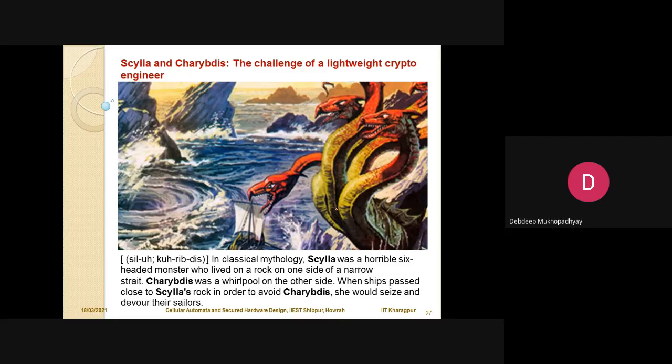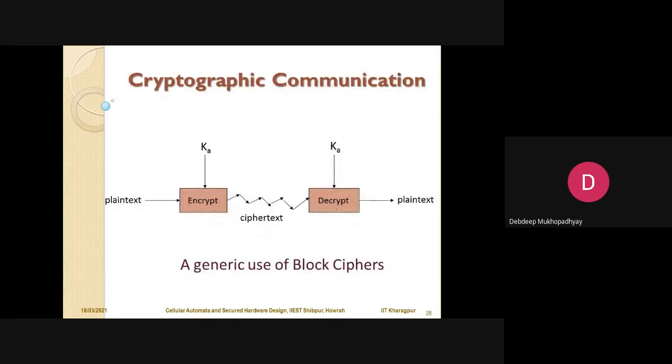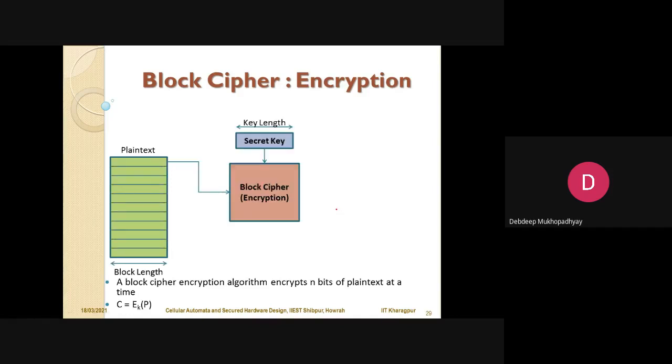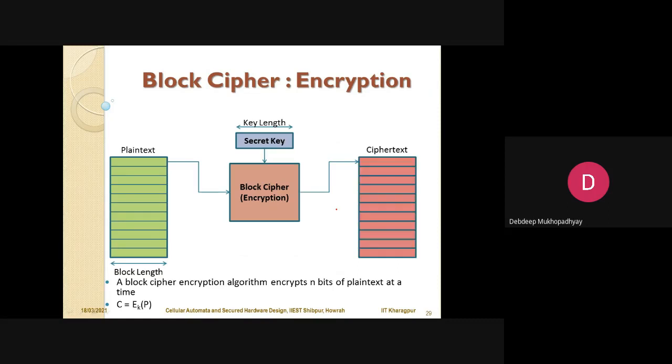So this is the classic overview of the cryptographic computation, where you have got the encryption device and the decryption device, and you would typically employ block ciphers to achieve that. Block ciphers are basically nothing but crypto devices which are built on encrypting blocks of data, which operate on secret data and provide you with the corresponding ciphertext.